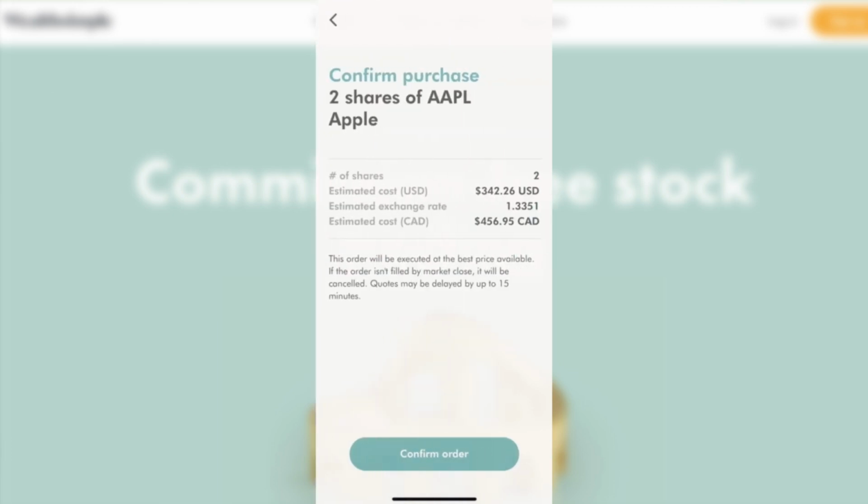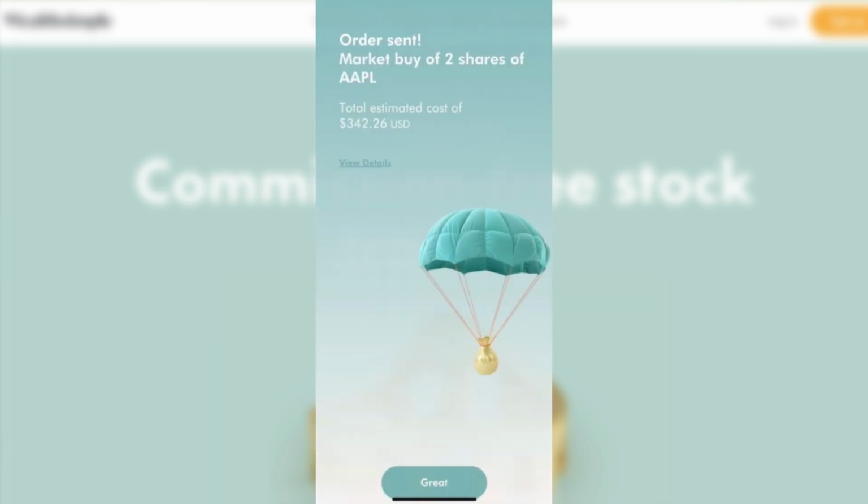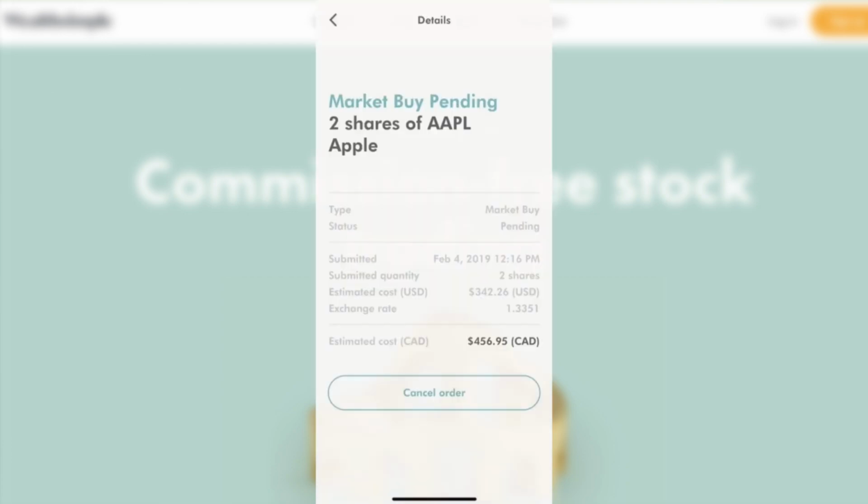And there's a confirmation page asking me if I really want to buy 2 shares of Apple, the cost, etc., the exchange rate for Canadian to US dollars. The order will be executed at the best price available. That's market order. It will be canceled. Quotes may be delayed by up to 15 minutes. Okay. Now, confirm order. Now it's sending the order. Order sent. So market buy of 2 shares of Apple. Total estimated cost is $342.